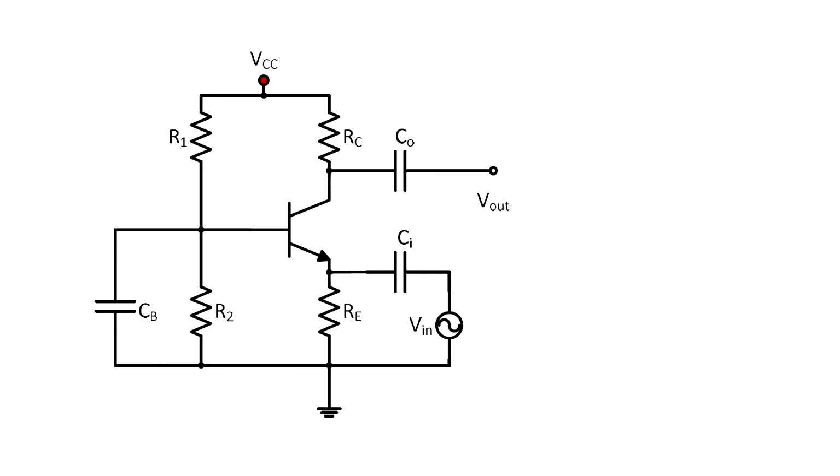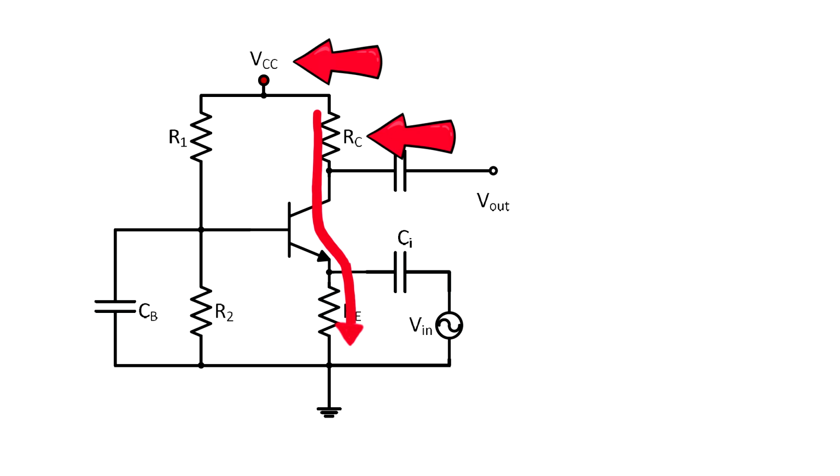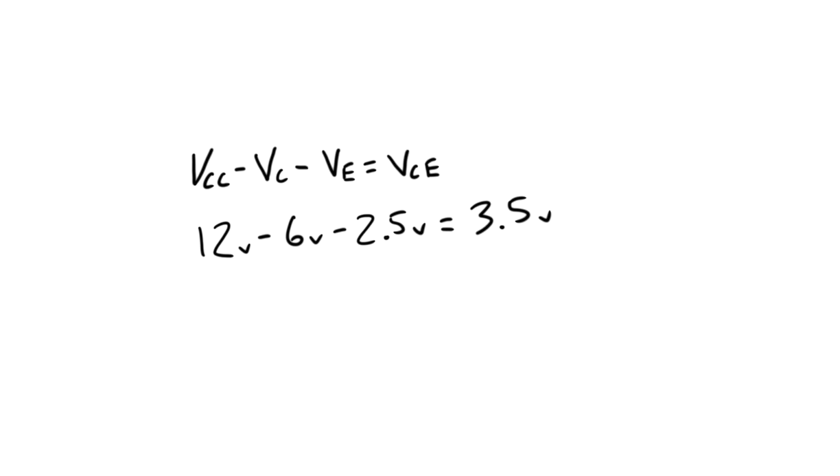Let's calculate the VCE. We can use the same trick as earlier. Simply follow the path. This shows us that VCC minus VC minus VCE minus VE is equal to 0. So now we know that our VCE is equal to 3.5 volts.